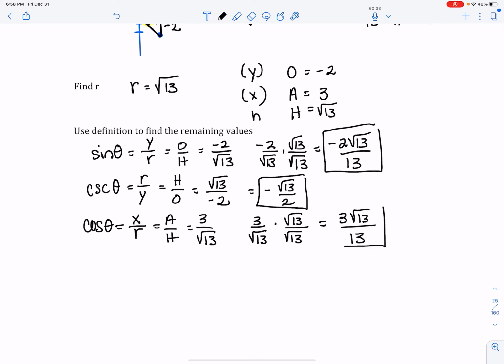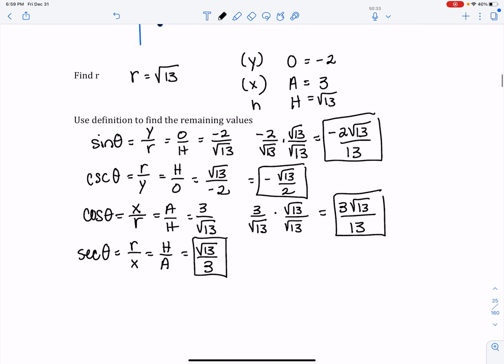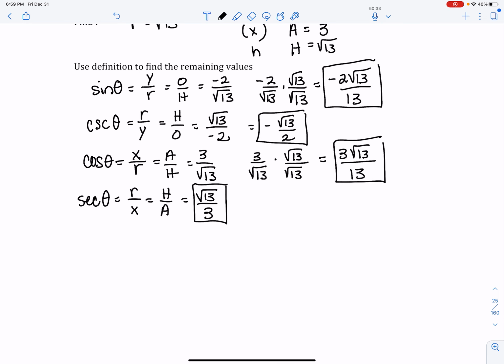The reciprocal function of cosine is secant. So this is defined as r over x, or h over a, same thing. So radical 13 over 3, and I'm done, because that is good. It doesn't need to be rationalized because I have the radical in the numerator, not in the denominator.